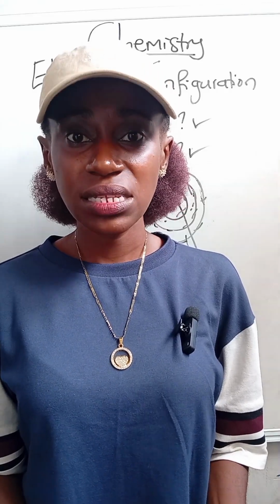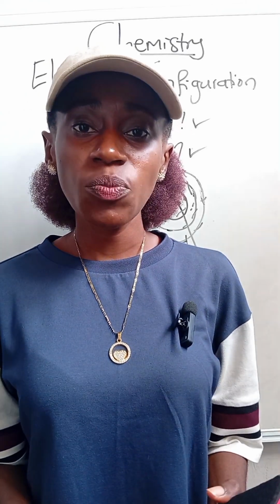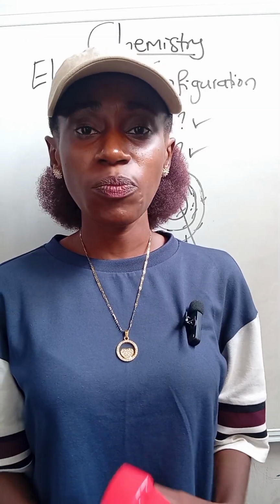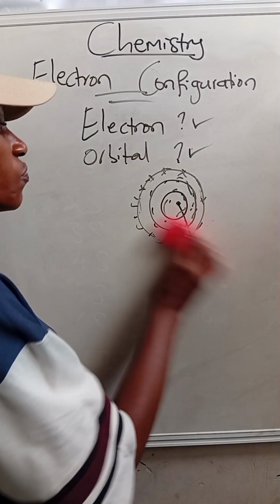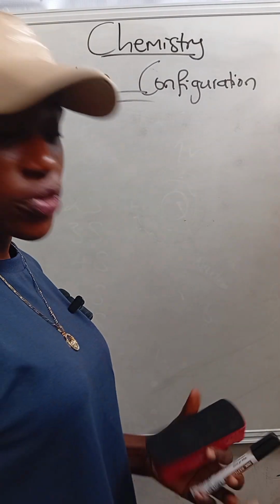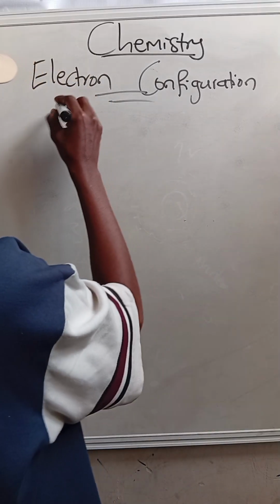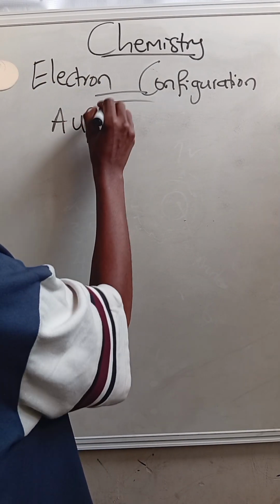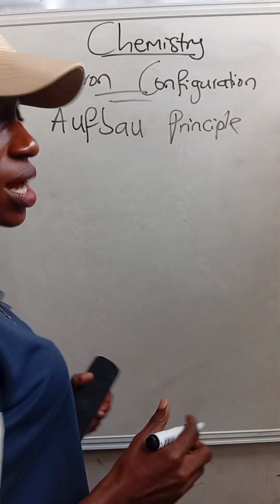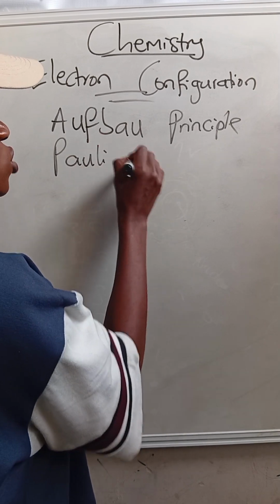Now let's mention the principles guiding electron configuration. We have three basic principles guiding electron configuration. The first one is the Aufbau principle. The second one is the Pauli exclusion principle.